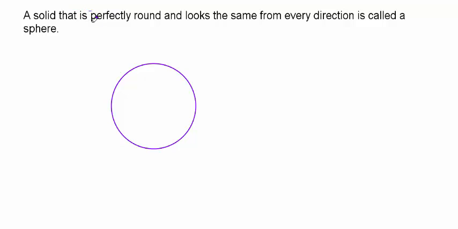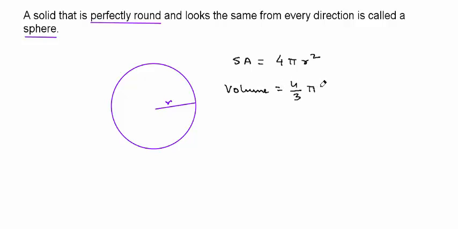A solid that's perfectly round and looks the same from every direction is called a sphere. Now the only attribute of a sphere is its radius r. The larger the radius, the larger the sphere is. The surface area of a sphere is given by the formula 4 pi r squared, and the volume of a sphere is given by the formula 4/3 pi r cubed.